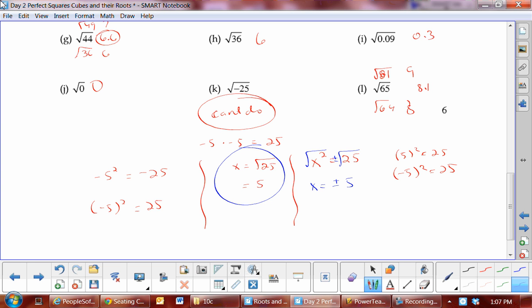Only if it says x squared equals. If it says x equals the square root of 25, what's the answer? It's only 5. It's not negative 5. Okay? And that's something that the grade 11s and 12s learn. So hopefully that'll be reviewed when you get there.